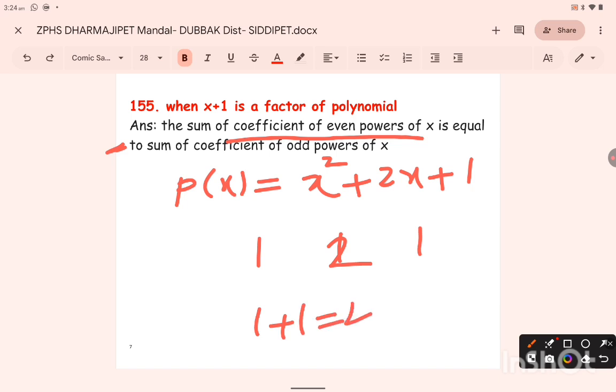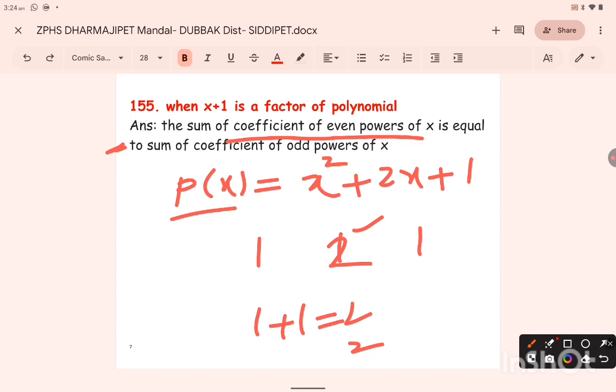The sum of the coefficients of odd powers: odd power means x, the coefficient of x power 1, which is equal to 2. Both are the same. That means the sum of the coefficients of even powers of x is equal to the sum of the coefficients of odd powers. Then x plus 1 is a factor of the polynomial p of x. Already we know that x square plus 2x plus 1 can be written as x plus 1 whole square, so x plus 1 is a factor of the polynomial x square plus 2x plus 1.